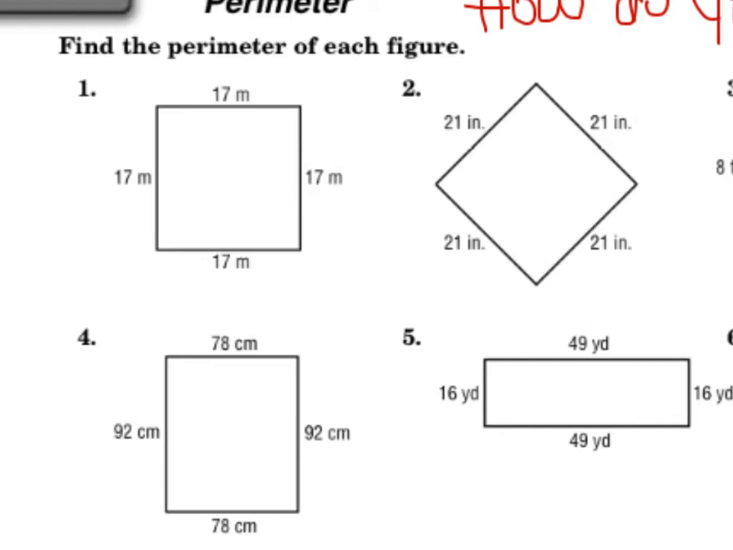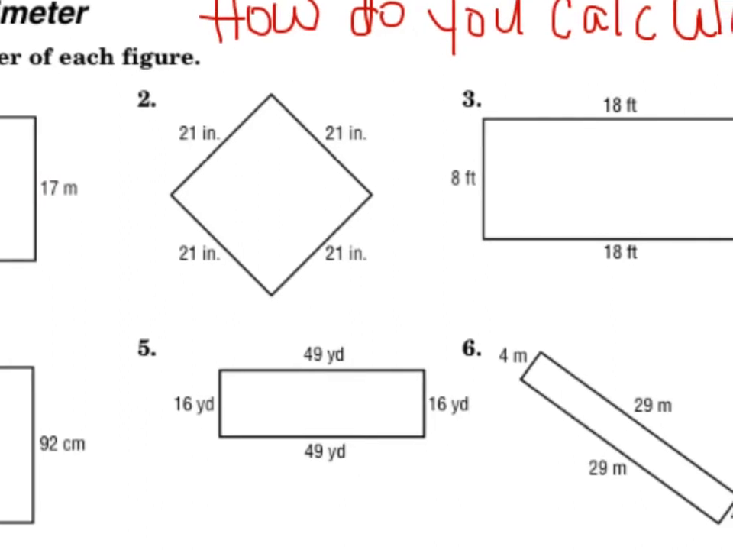Okay, let's look at number 2. Number 2 is another square. So I'm just going to do it the quick way, 21 times 4. And that is 84 inches. Perimeter is a length from here to here to here to here to here, back at the beginning. So how far is that all the way around?